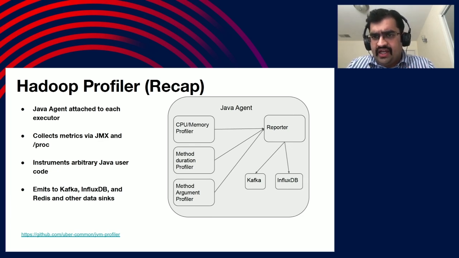Once the information is collected in the Java agent, it needs a way to report it. So the default reporters are Kafka and InfluxDB. At Uber, we use Kafka, but if you want to add your own reporter, it's open source, so feel free to go and add your own.